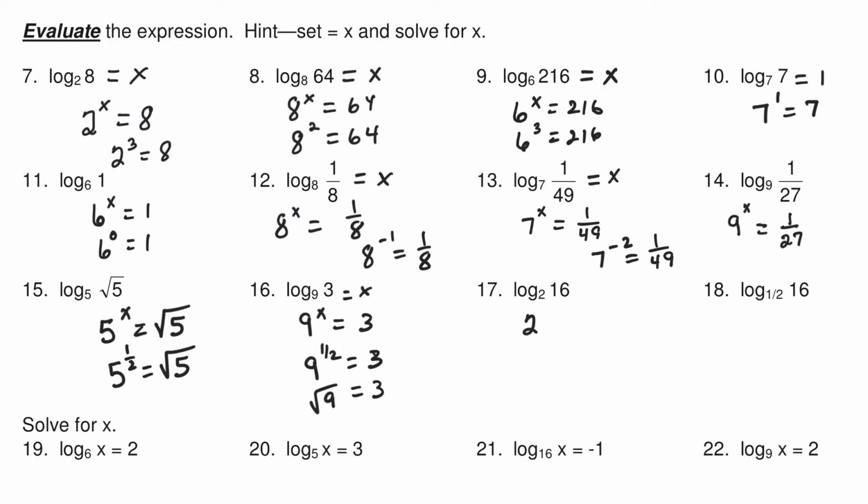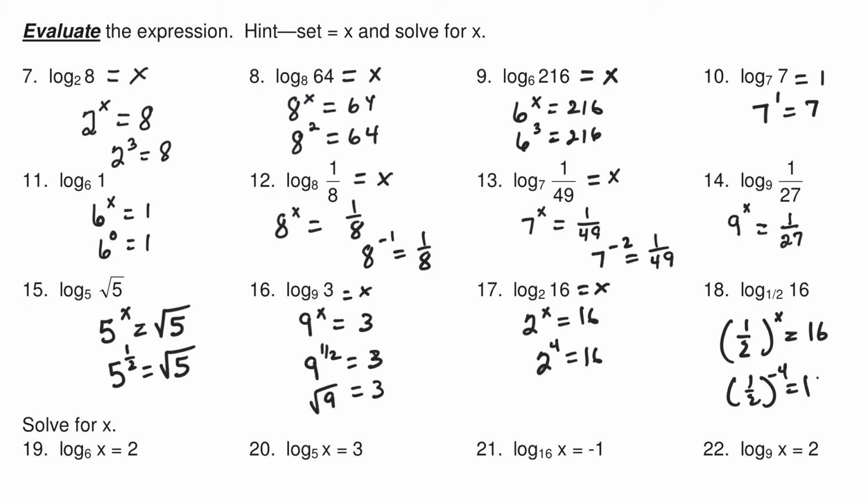The next one, we have log base 2 of 16. So we have 2 to some power gives you 16. So 2 to the third power gives you 8. The fourth power gives you 16, so that's going to be our exponent. And then we have log base 1/2 raised to the x power gives you 16. 2 times 2 is 4. 4 times 2 is 8. 8 times 2 is 16. So this would have to be 1/2 to the -4 power, which gives you 16.